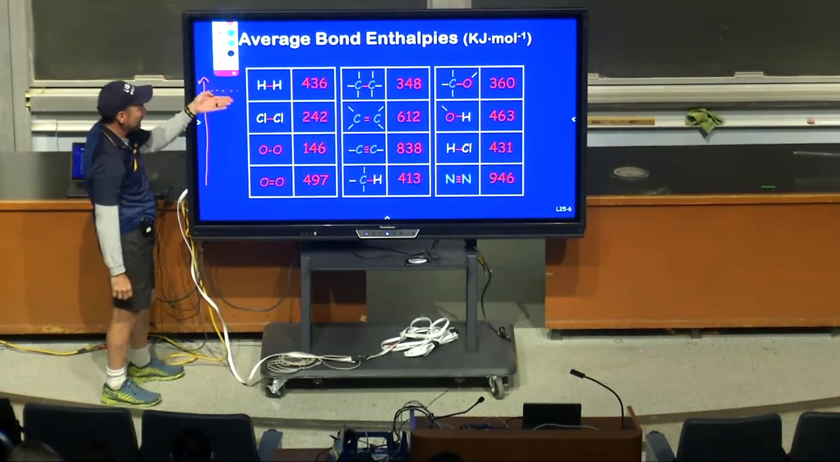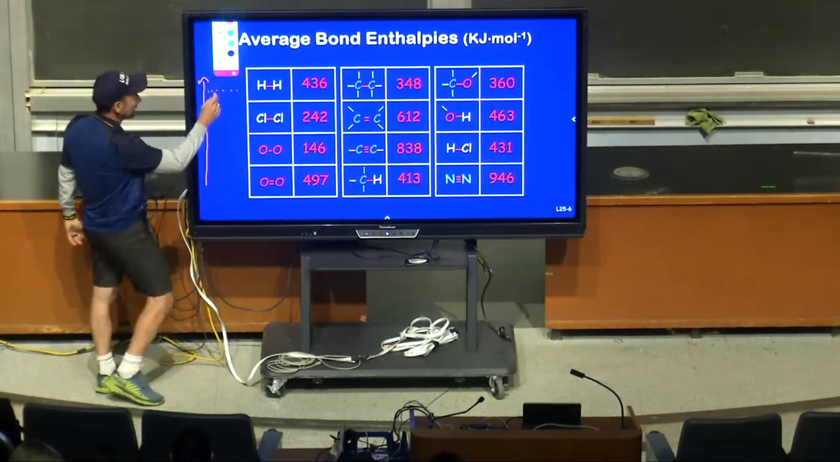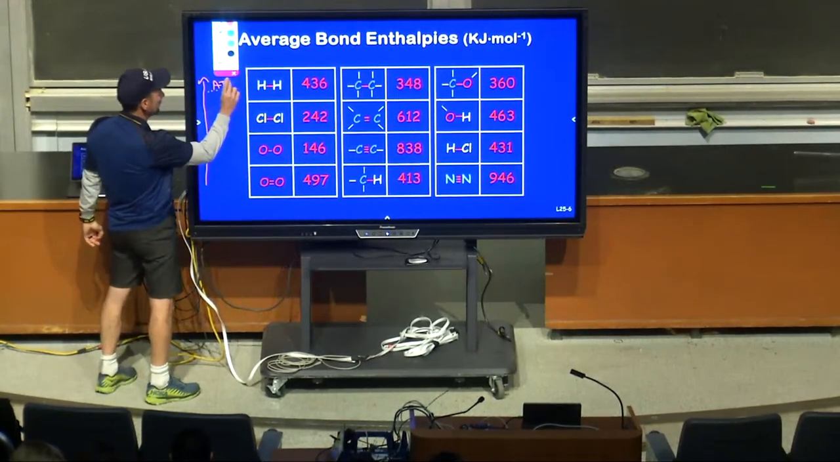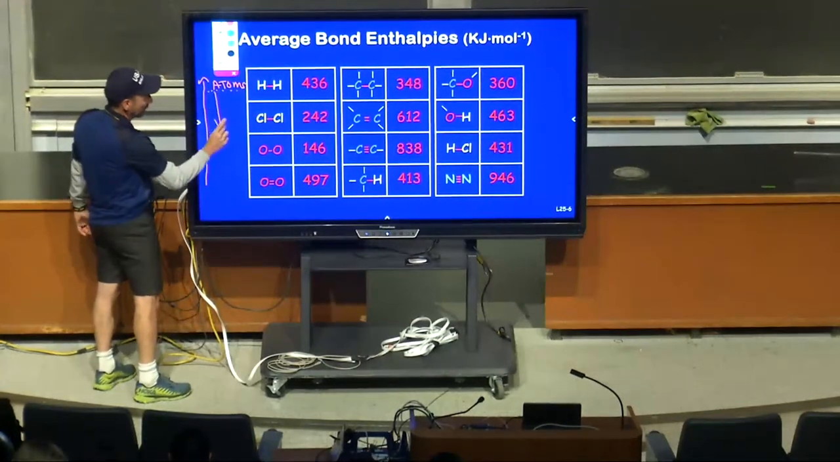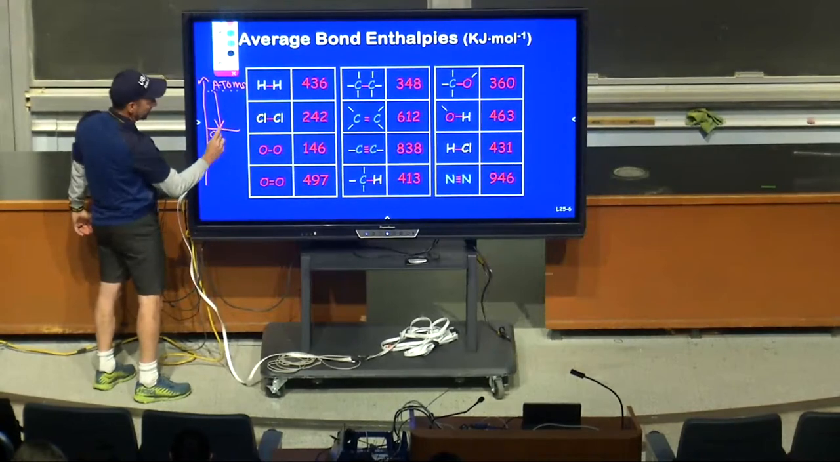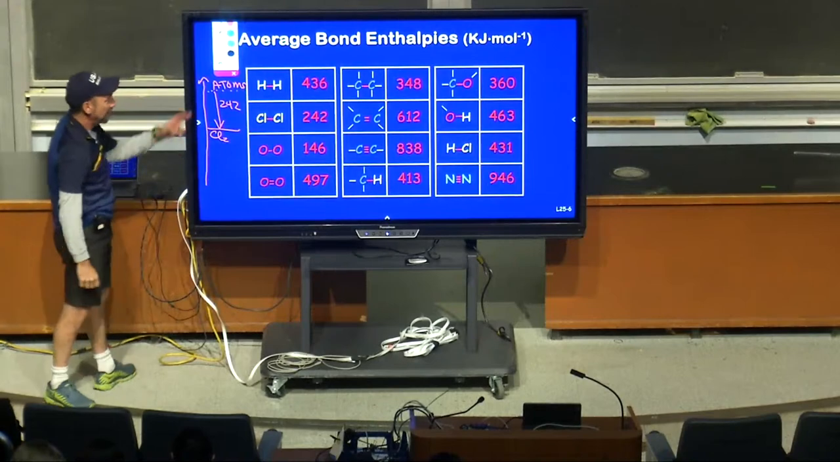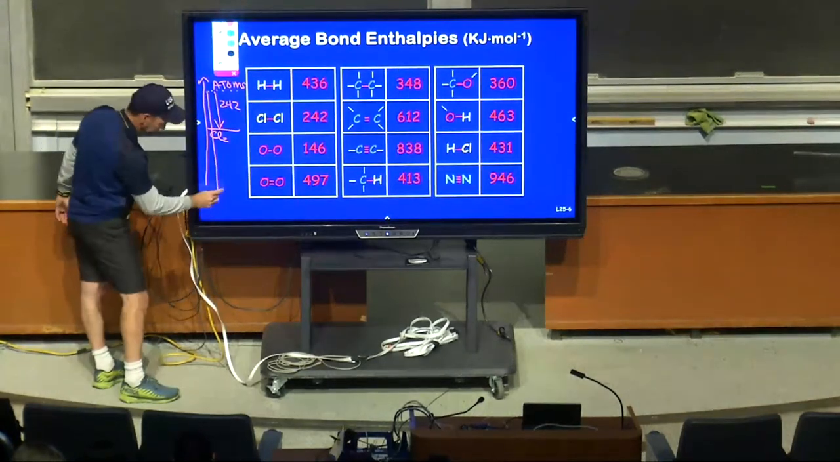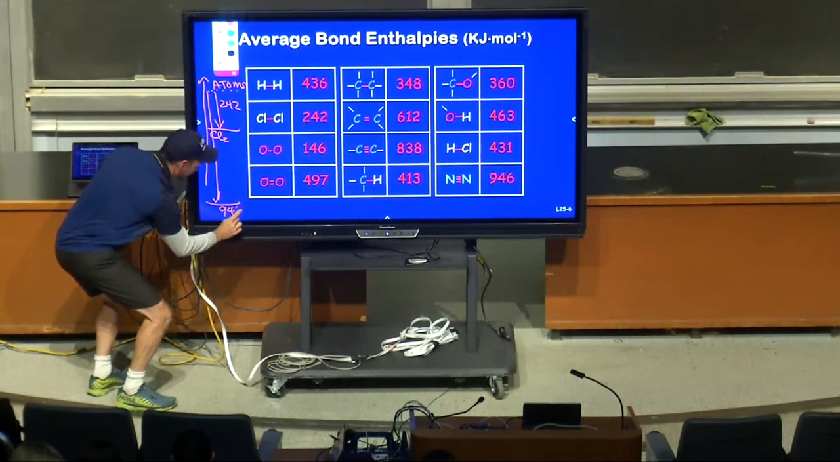And these are atoms now. This isn't the elements in their standard state. These are gas phase atoms. And if I take the atoms and I form bonds, so here you would form, for instance, Cl2, and you'd come down 242. If you formed N2, you would come down 946.